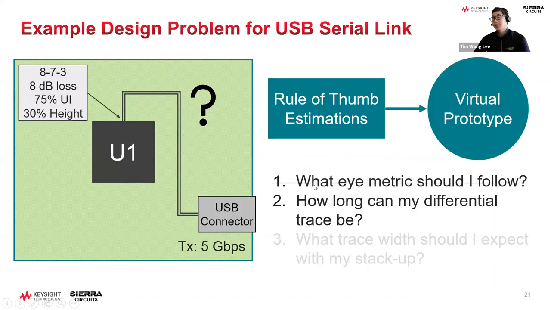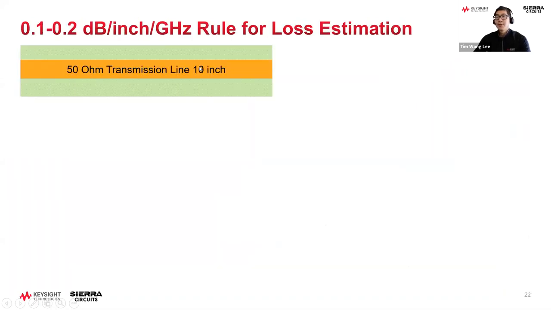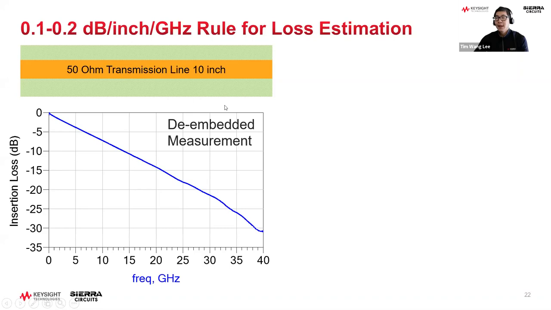Now the second question is, how long can my differential trace be? You have a connector going to a controller. You have to know what the limiting factors are for the length of the trace, which invokes the 0.1 to 0.2 dB per inch per gigahertz rule for loss estimation. Now, given a 50 ohm transmission line of 10 inches, this is a de-embedded measurement.